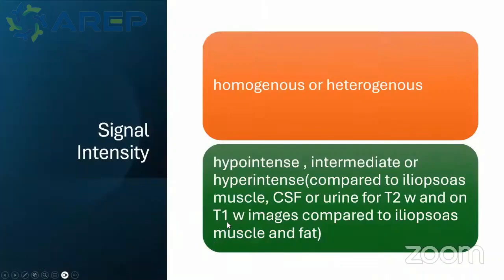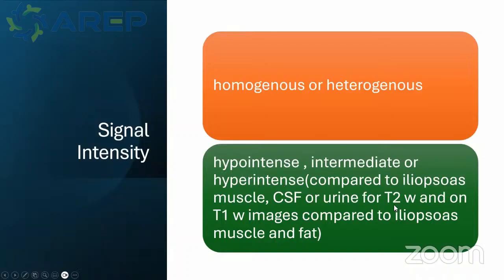So in MR, how do we evaluate these lesions? First we look at the signal intensity of the lesion, homogeneous or heterogeneous. Homogeneous has a uniformly similar signal intensity. Heterogeneous is of varying signal intensity. And we describe the signal intensity as hypointense, intermediate, or hyperintense.